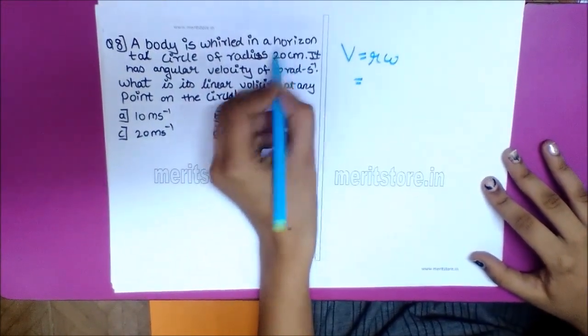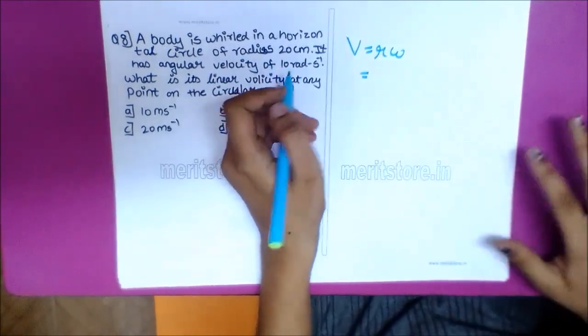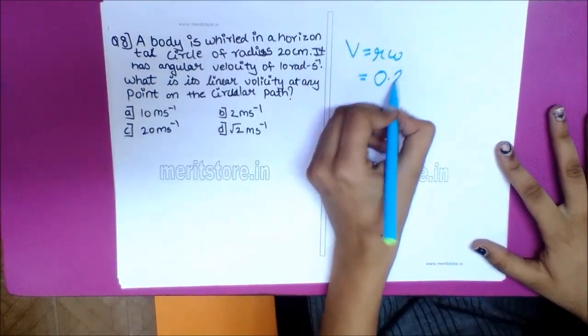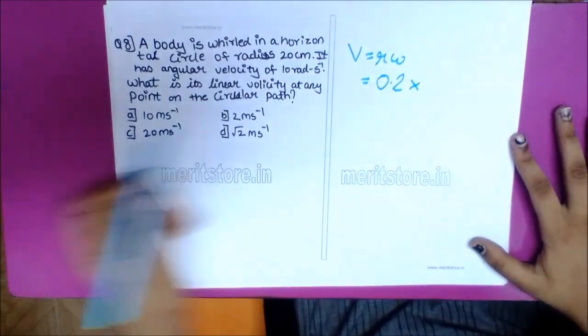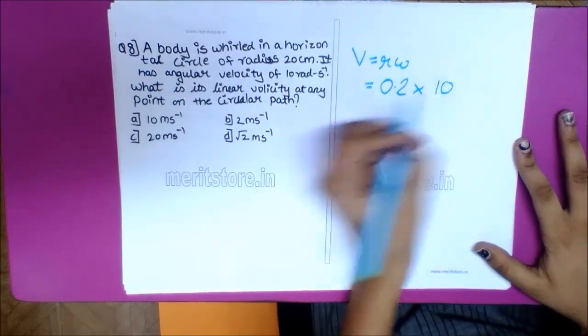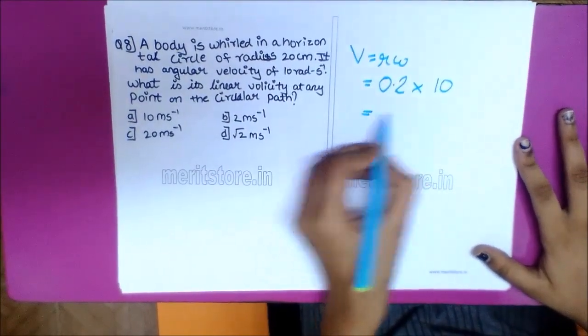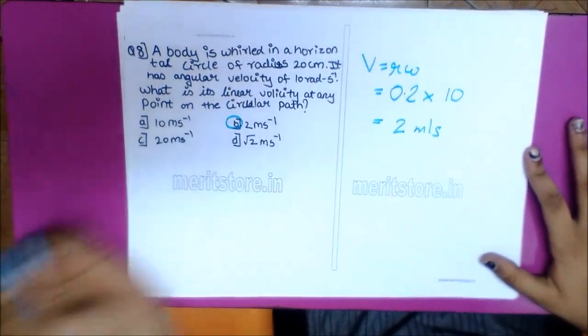R is given to us as 20 centimeters, but we do not have to write it in centimeters. We will convert it into meters. 20 centimeters is 0.2 meters. We have already been given the angular velocity omega as 10 radians per second, so it's 0.2 into 10. That turns out to be 2 meters per second. Option B is the correct option.